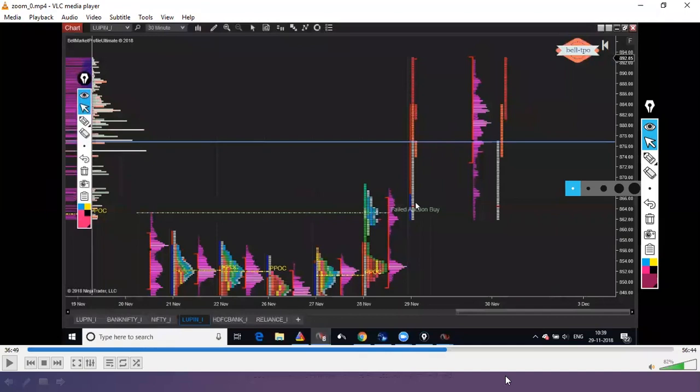Tradezilla section. This is a live market commentary which happened on 29th of November 2018, where Lupin was breaking. You can see that Lupin was making an ABC elongation. It was breaking a multi-day high. The price was making an A, B and C elongation, where there are a lot of single prints at the C period and a lot of single prints at the B period. In fact, price also broke the multi-day high.